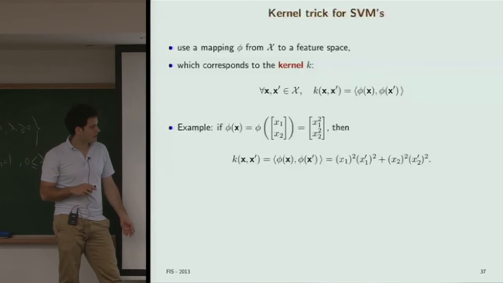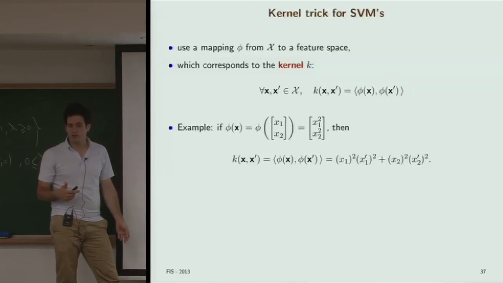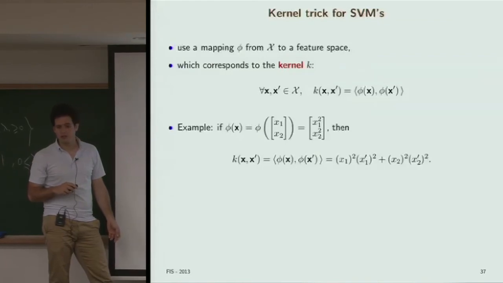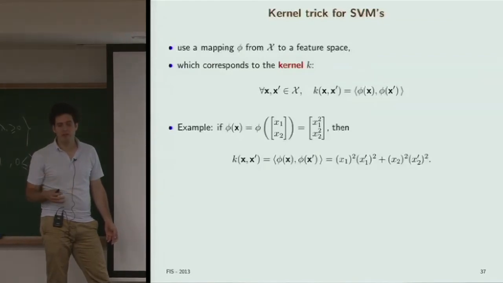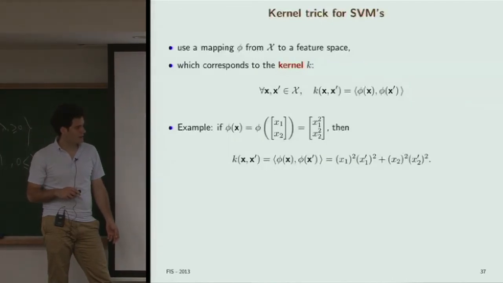It basically says that even if X is not a dot product space, even if it's not in Rn, as long as you can find a mapping from X to a feature space, to some Hilbert space, some dot product space, then you can define a function of X and X prime which is just this dot product.